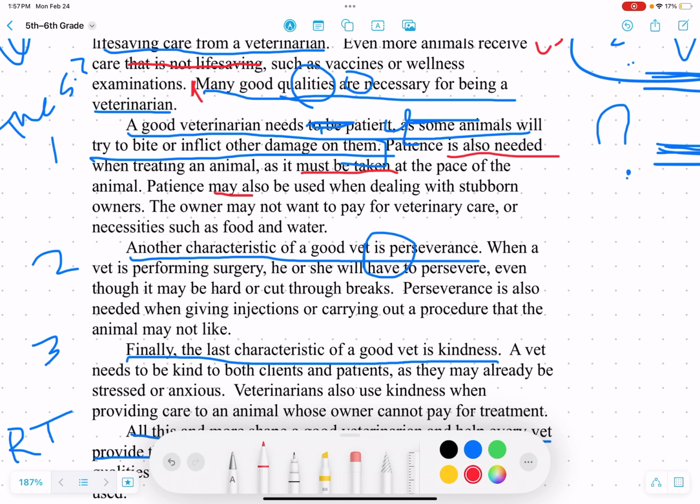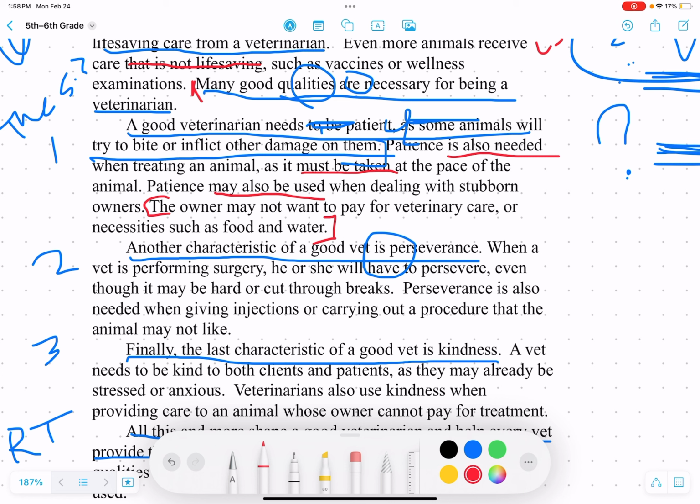Let's see. And then may also be used. There we go. Another passive one. Some animals are stubborn and may take a lot of time. So you're kind of emphasizing the fact that animals that are stubborn or scared or skittish, these kinds of qualities may require more time for the procedure or the administering of medicine. And so the vet must be very patient. "The owner may not want to pay for veterinary care or necessities such as food as water." Now, this one is a little bit puzzling because I don't know what that has to do with patience.